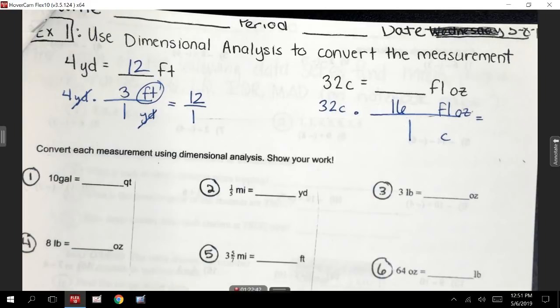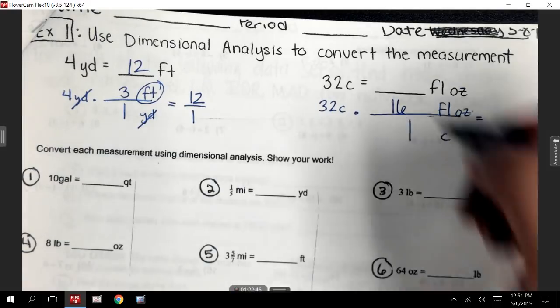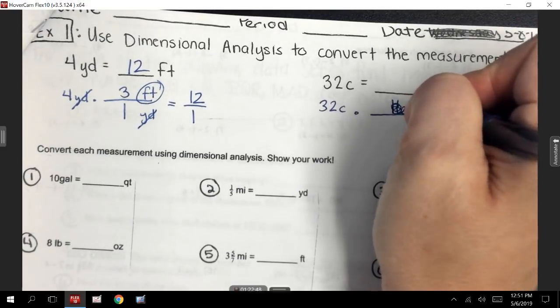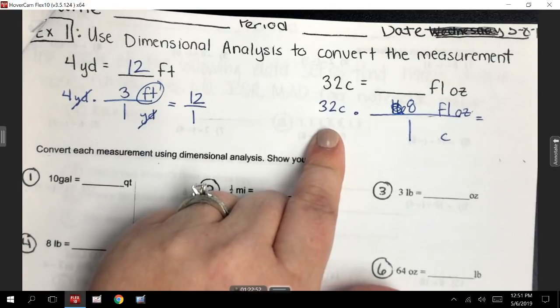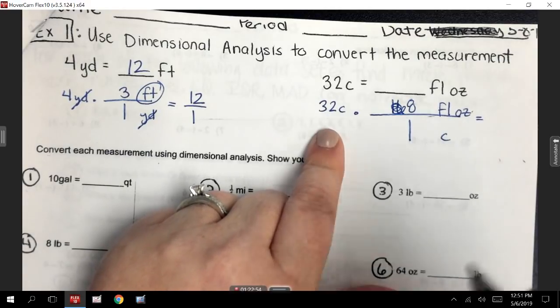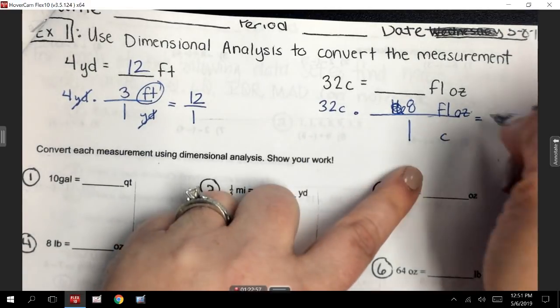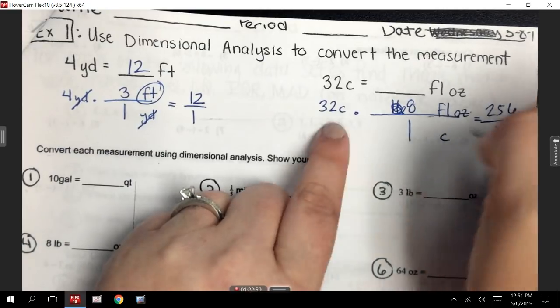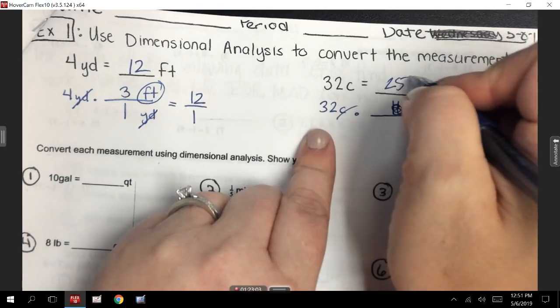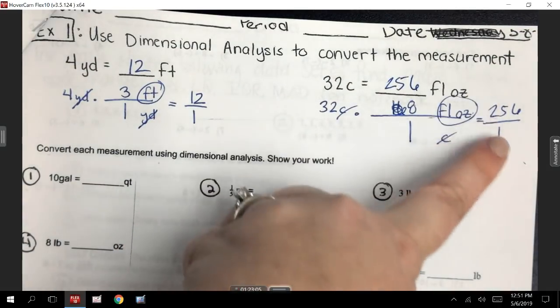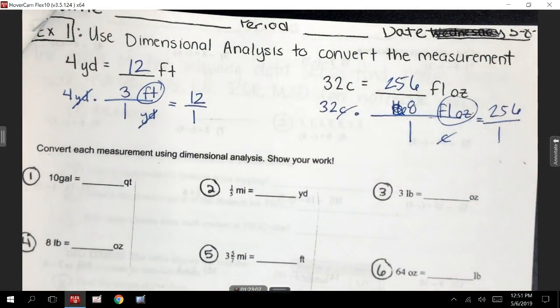Fluid ounces. It is 8. It is 8 fluid ounces. You are incorrect. It is 8. All right, so this should be 8 fluid ounces in 1 cup. So now we can do 32 times 8, which gives us 256 over 1. Remember, those cups go away, so my answer is 256. If this was a fraction and it stayed a fraction, we would just simplify.